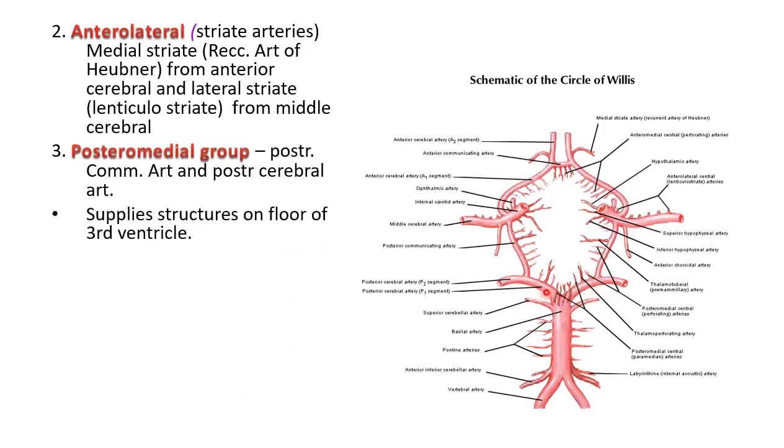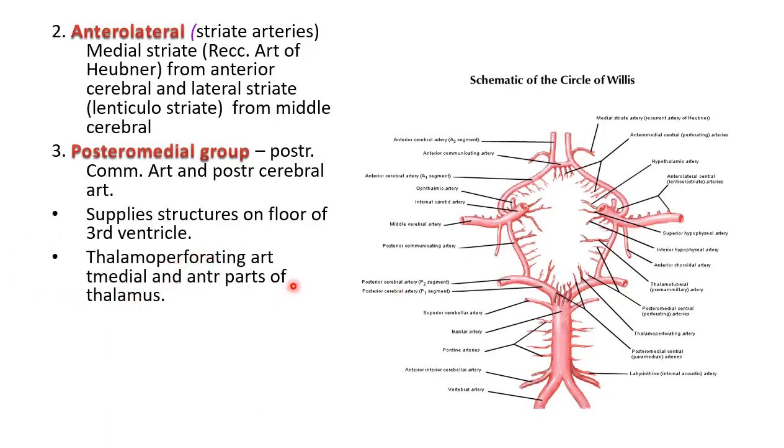So they mainly supply your thalamus and mainly the structures on the floor of the third ventricle: tuber cinereum, mammillary body, and hypothalamus. So the thalamo-perforating arteries supply the medial and anterior parts of the thalamus, as I told you.